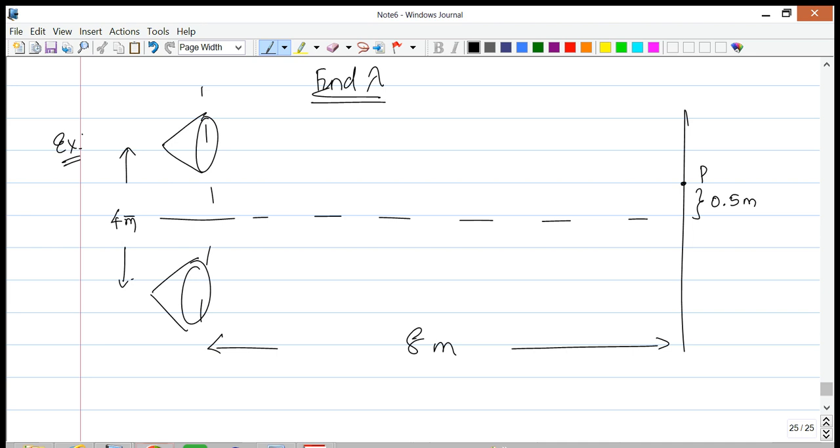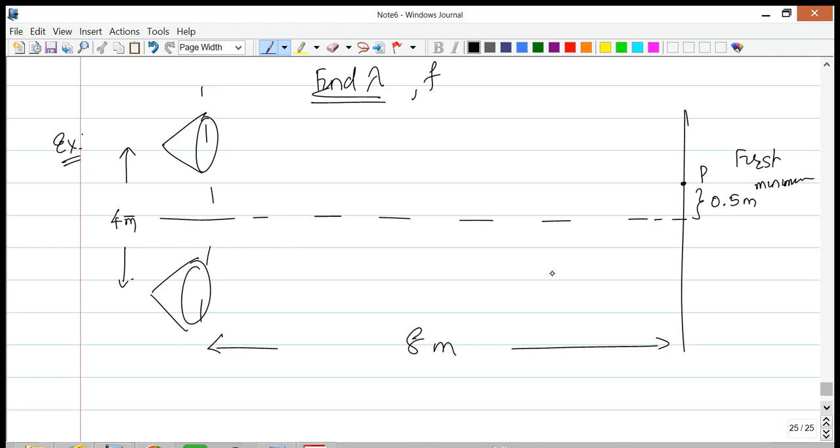Okay, so here's another problem. It's an easier problem algebraically, where our goal is to find the wavelength of the sound or the frequency of the sound. What you've been told is that you once again have a system of two speakers separated by 4 meters, and there's a screen that is placed 8 meters from the two speakers, and what is observed is that at a point P, which is 0.5 meters from this central line, the symmetric line, you hear your first minimum. With this information we will find the frequency and the wavelength of the sound.